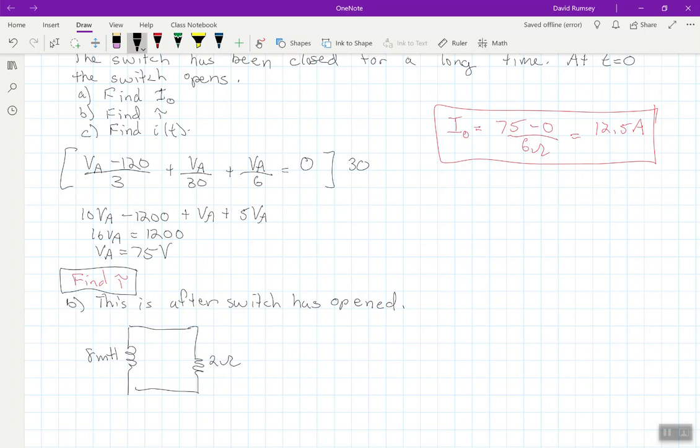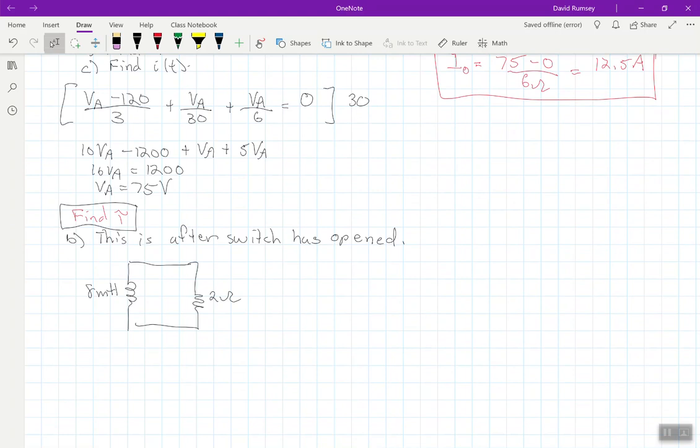As soon as I open it, that inductor is going to start discharging. It's going to start giving energy to that 2 ohm resistor. And so, here, this is just like the very first example we did. So the tau here would just be 8 millihenries divided by 2 ohms, which would be 4 milliseconds.